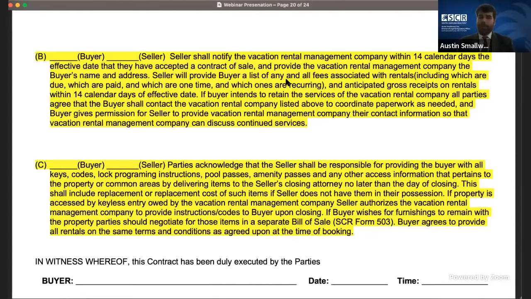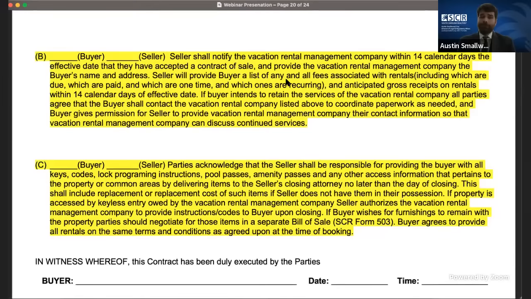codes and pool passes, that type of stuff. Also added in some verbiage there about what happens if there's keyless entry owned by the vacation rental management company, and providing those instructions to the buyer. And then we actually got a really good suggestion from a member that said, hey, what do we do about furnishings?